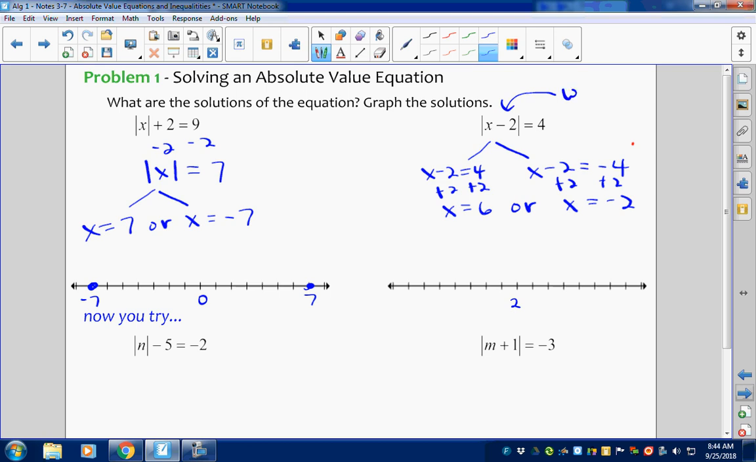So what values are 4 units away from 2? So place 2 in the middle, count 1, 2, 3, 4 units to the right, that's 6, and 1, 2, 3, 4 units to the left, that's my negative 2.